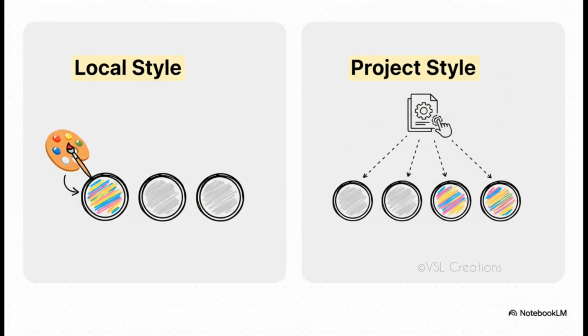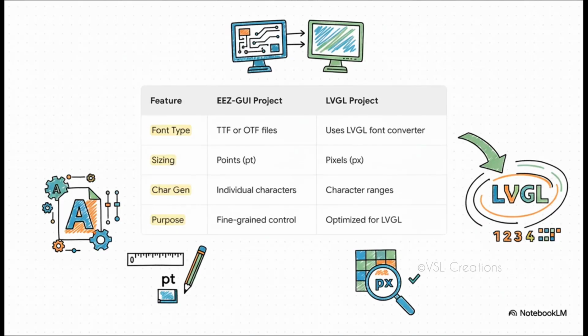The studio is also really smart about handling assets like fonts. It actually adapts how it works depending on the kind of project you're building. So if you're making a native EEZ UI project, you get this really fine-grained control over exactly which characters to generate from your font files. But if you're using LVGL, it doesn't try to reinvent the wheel. It just hooks directly into LVGL's own optimized font converter. The point is, you're always using the best, most efficient method for your target platform without having to think too much about it.